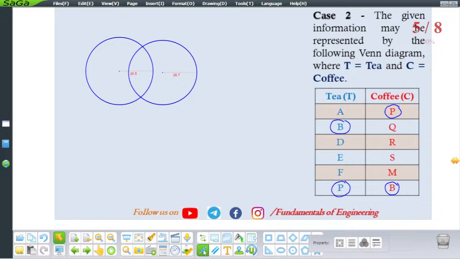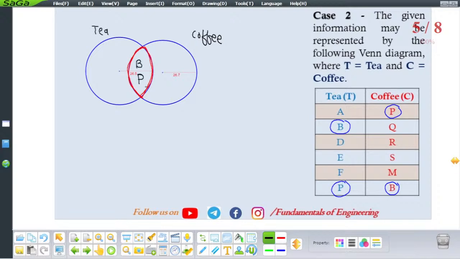This is the area which represents the persons who like to drink tea and coffee. Suppose this circle is for tea and this circle is for coffee. Then this area, this red mark area, represents the persons who like to drink both tea and coffee. Which are they? B and P. So we have to represent them in the common area.